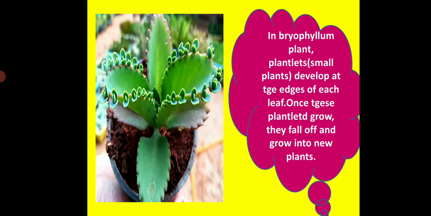For example, in the bryophyllum plant, the plantlets develop at the edges of each leaf. Once these plantlets grow, they fall off and grow into new plants. Are you clear?